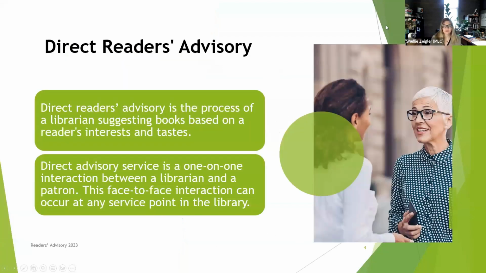All right, so let's talk a little bit about direct readers advisory because there is direct and there is indirect. Direct is the one that people think about the most, I believe. Direct Readers Advisory Service is the process of a librarian, and I say librarian, I'm just talking about someone who works in the library, not someone who has a master's in library and information science. It's a process of a librarian suggesting books based on a reader's interest and taste. And this service is a one-to-one interaction between a librarian and the patron. This is a face-to-face interaction which can occur at any service point in the library.